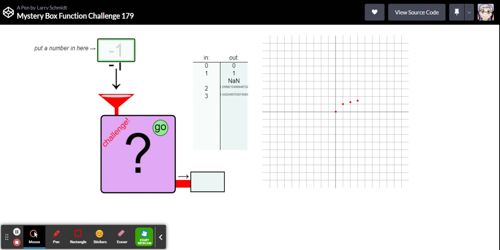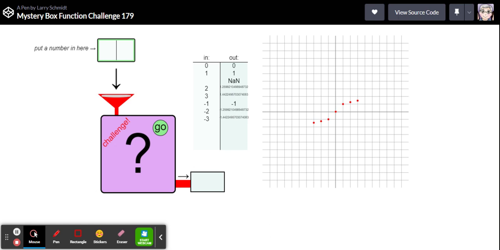So let's put in a -1. Oh, so I guess a -1 is just fine. How about a -2? Oh, so this has no problem with negative numbers. How about a -3? And in fact, we're just getting the same values for each of these, but just negative when we put in a negative. That is really interesting looking.